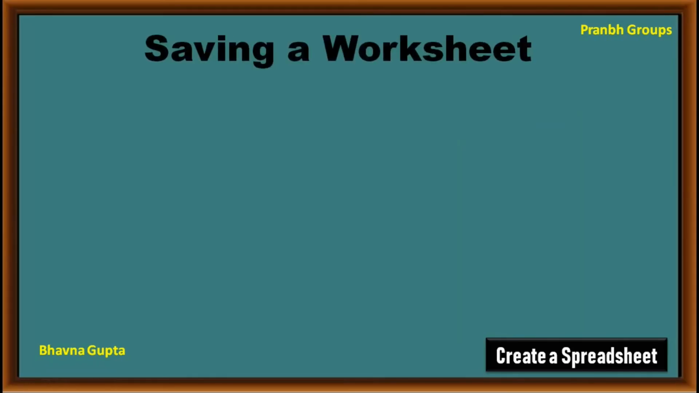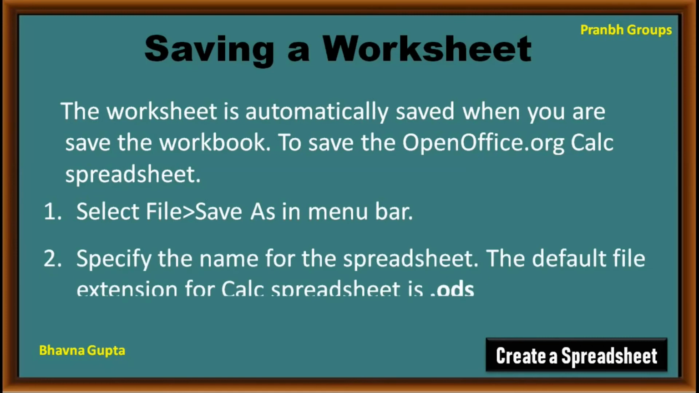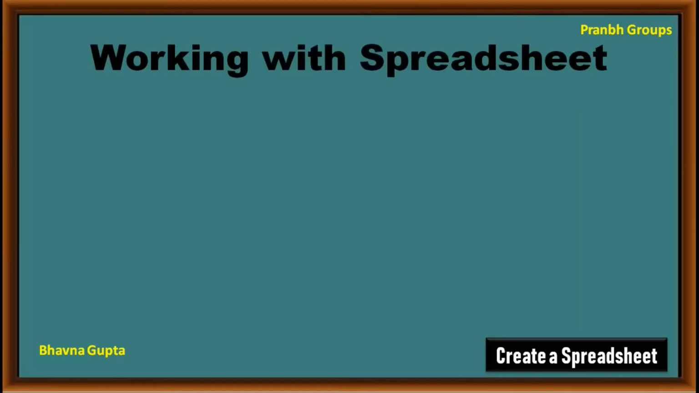Next topic, saving a worksheet. The worksheet is automatically saved when you save the workbook. To save the openoffice.org Calc spreadsheet, simply follow the first step. Click on the File menu and then click Save As in the menu bar, and then specify the name for the spreadsheet. The default file extension of a Calc spreadsheet is .ods.